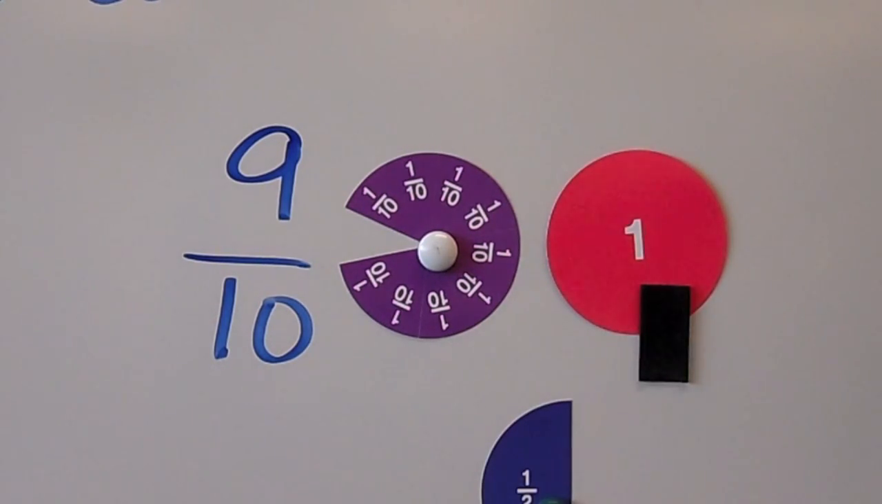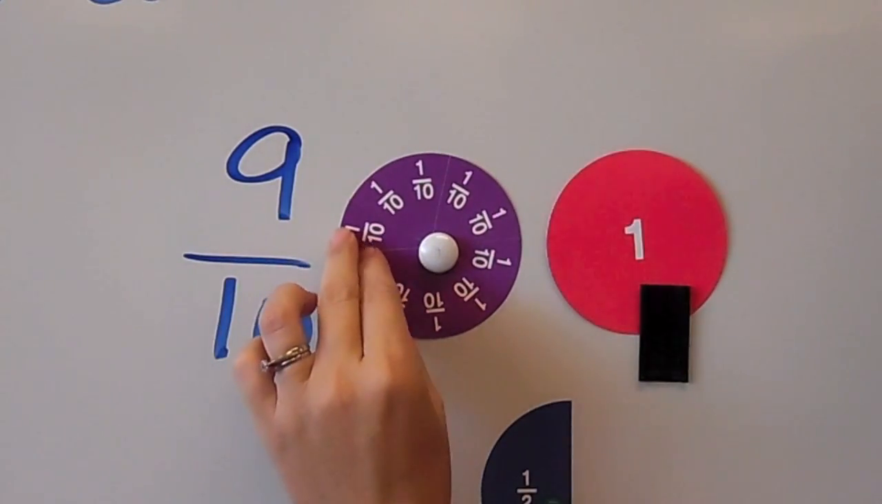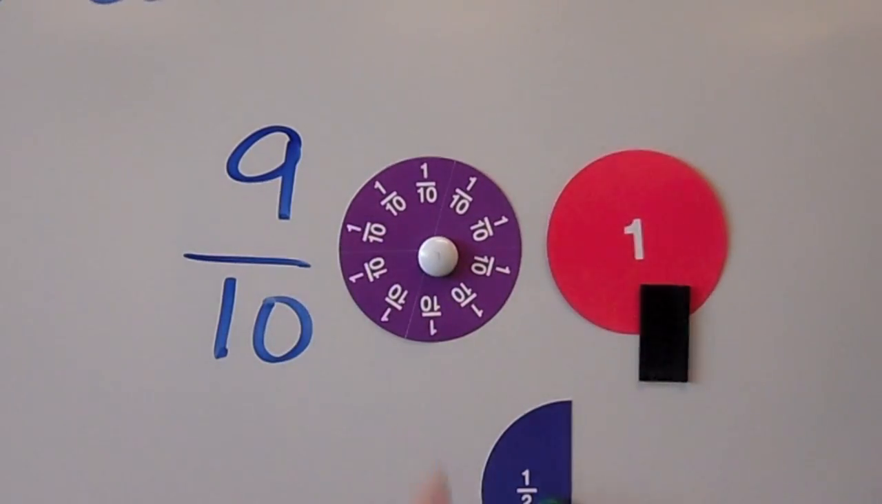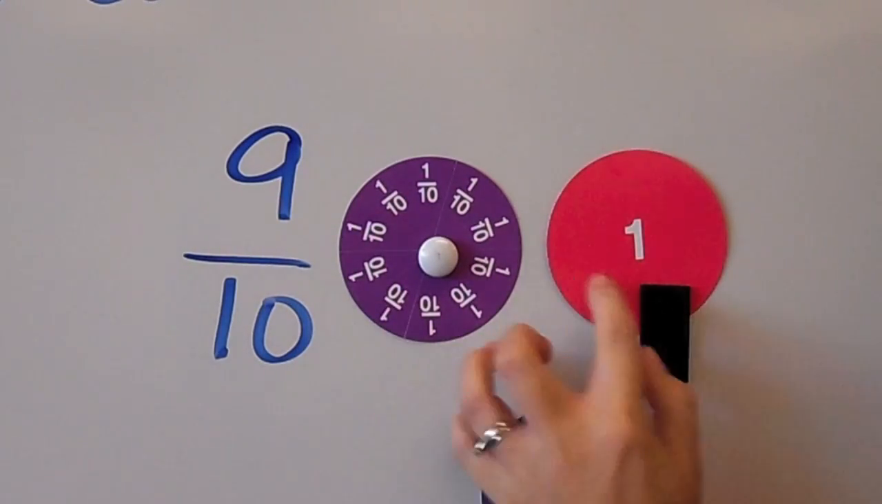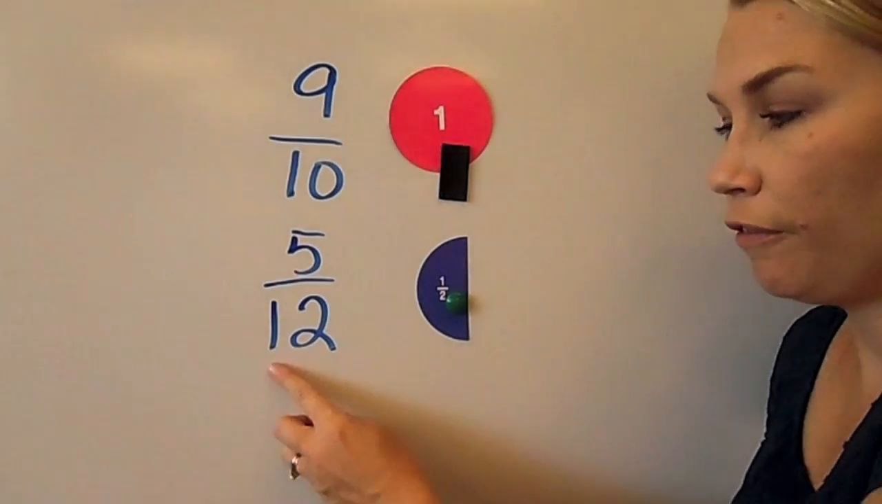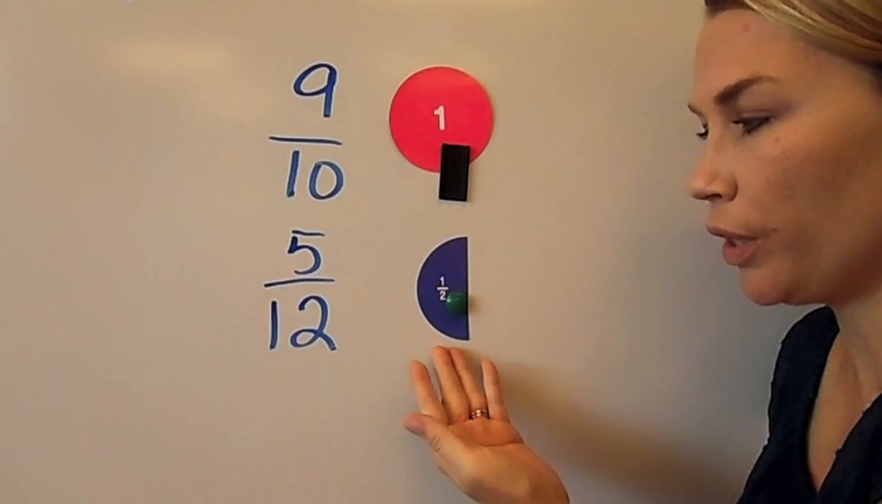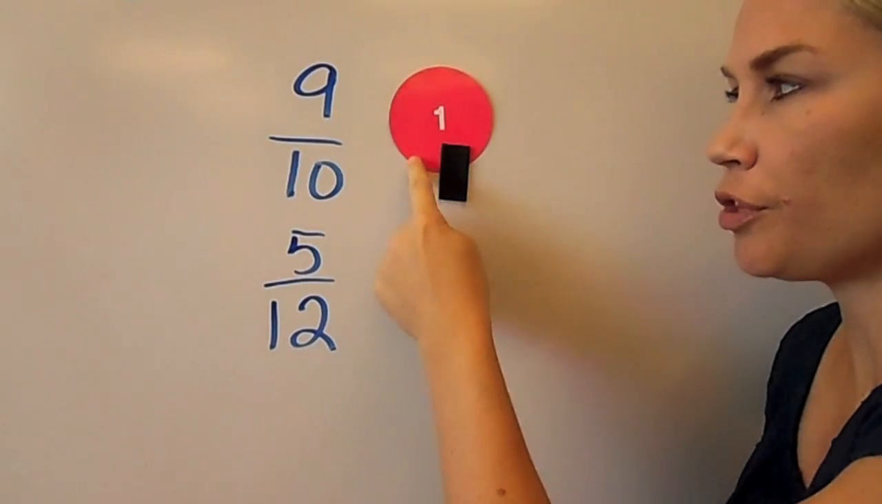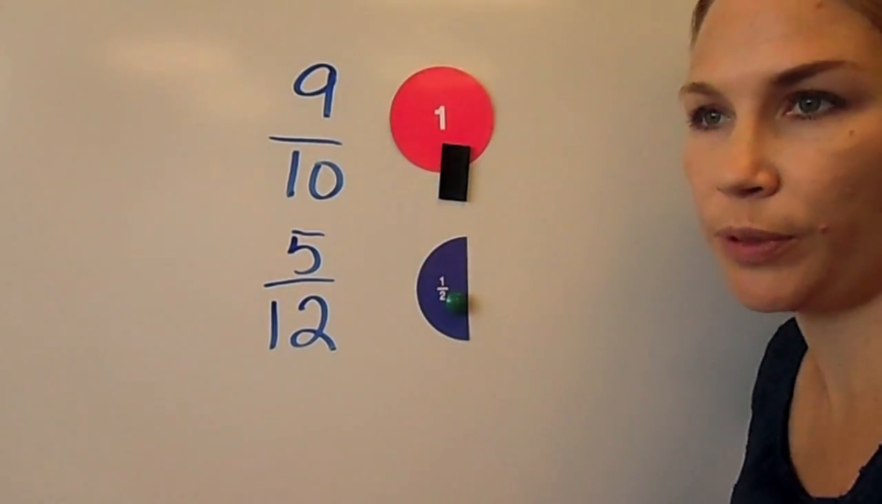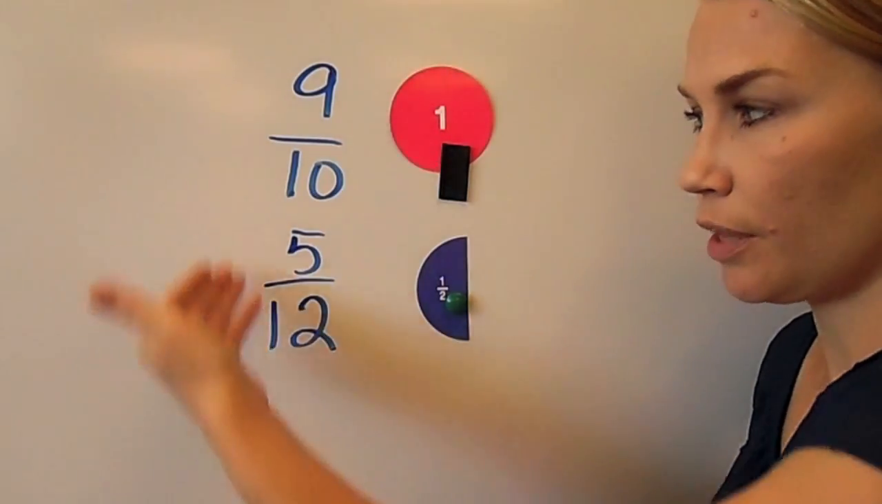And I bet you're probably thinking, if I just added one more tenth, that could make it a whole. And you're right. 9/10 is close to 10/10, which is equal to 1. So as we determined, we figured out 5/12 was closer to our benchmark 1/2, and 9/10 was closer to the benchmark number 1. And we used our benchmarks 1/2 and 1 to help us determine how these fractions compare to one another.